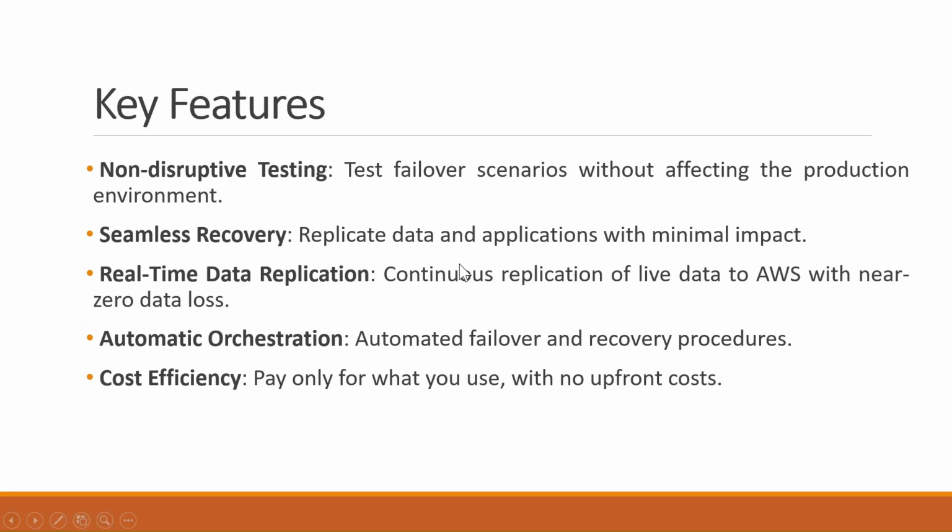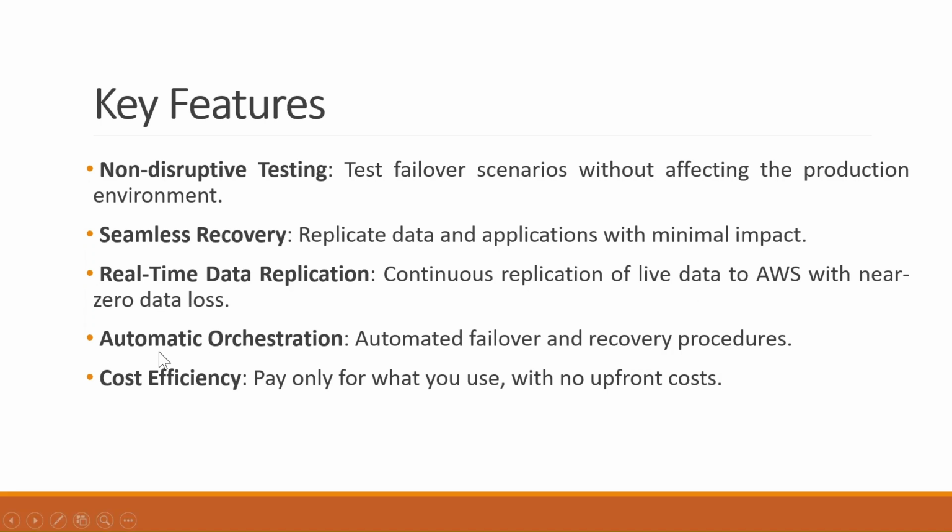Thirdly, it also provides the real-time data replication feature, so you get continuous replication of the live data to AWS with near zero data loss. That means AWS continuously copies your data in real time, keeping an updated version on AWS. This will minimize the risk of losing any data, even if something happens in your main system, since AWS has a nearly up-to-date copy of everything.